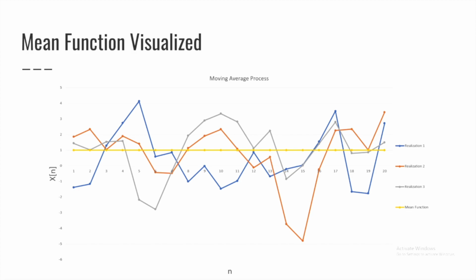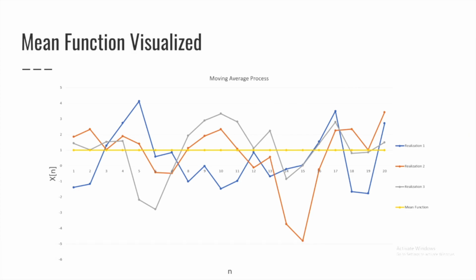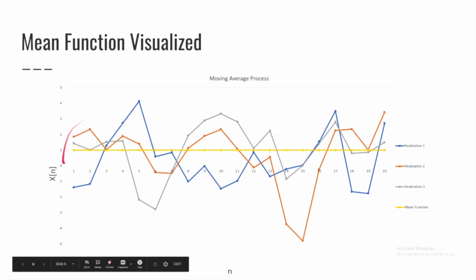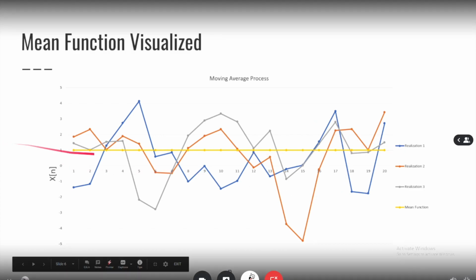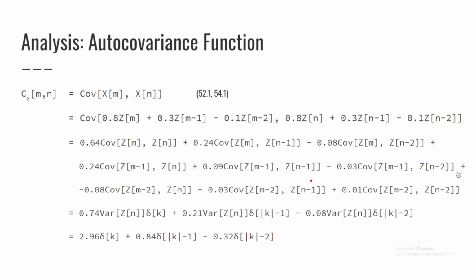Yep, and here is that visualized. If you remember the explanation of the expected value, it is the center of mass of a random variable, and you can see how that matches up with this graph. You can try to imagine that these realizations are balancing along this. Next I will talk about the covariance function, the autocovariance function.